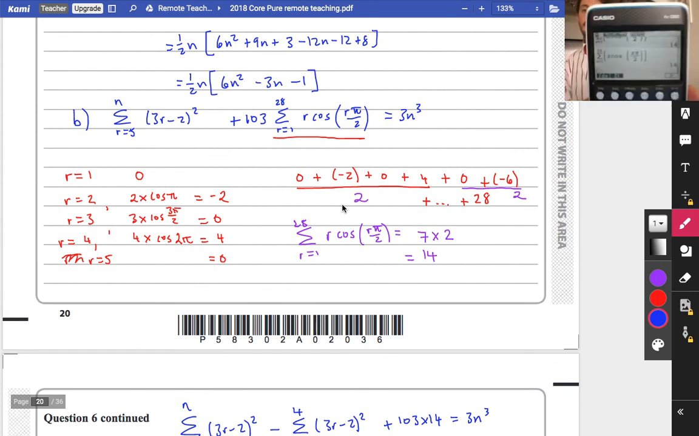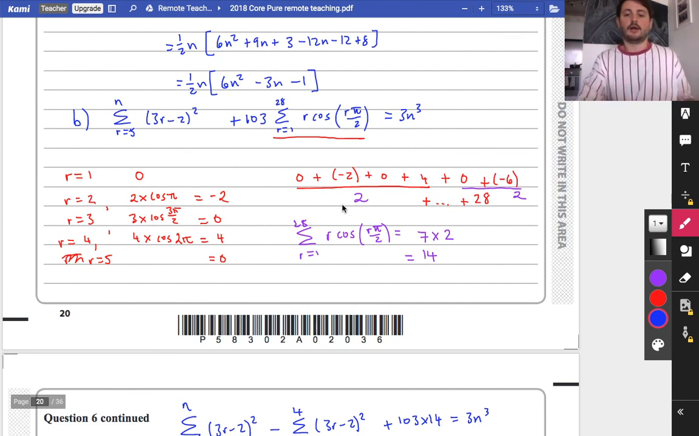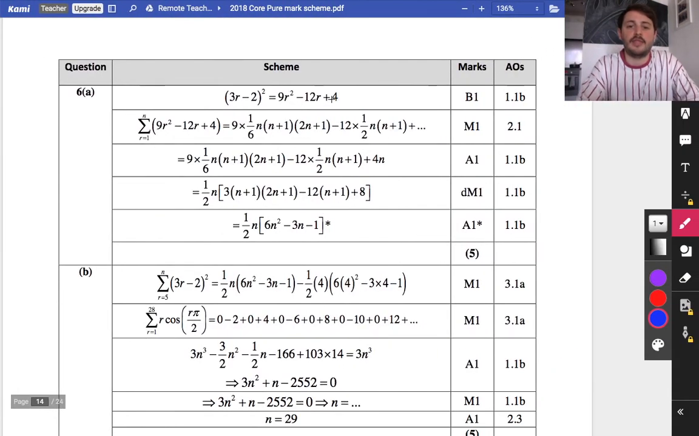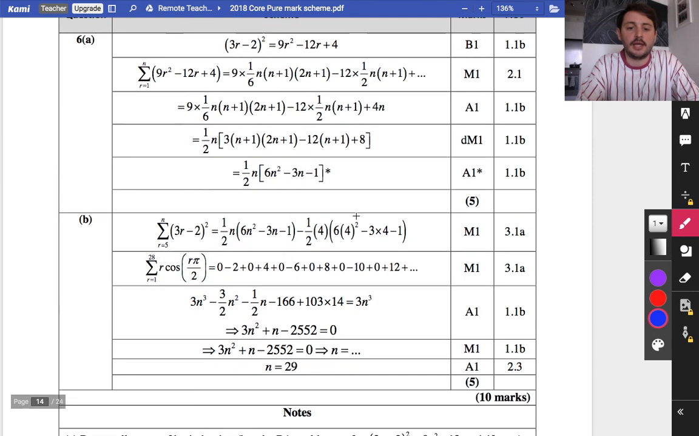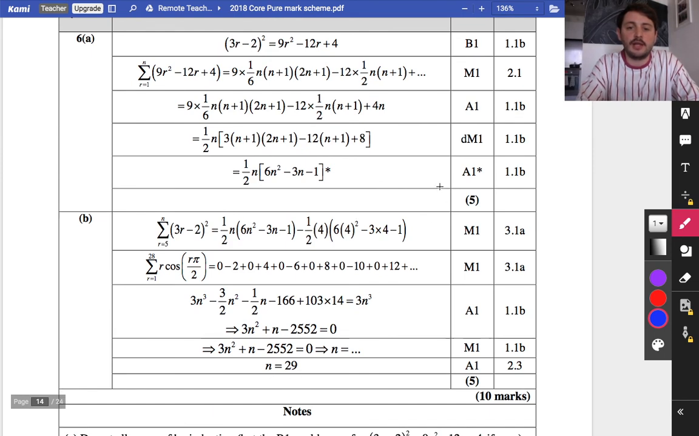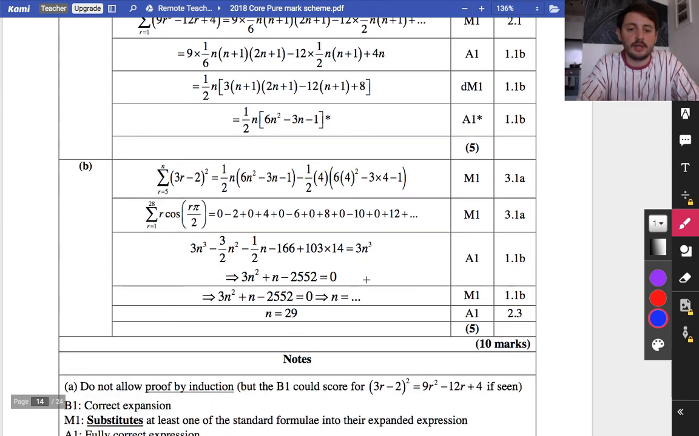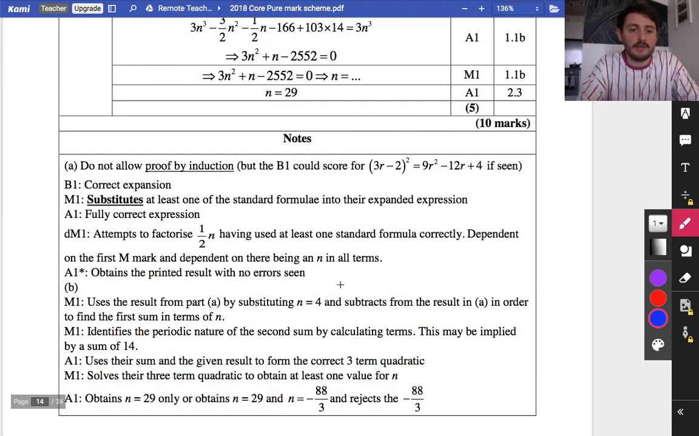I'm not sure if you can see this. Sorry if you can't. Okay, mark scheme. That bit we knew we got right because it came down to here, and n is 29. I'll leave it here if you want to read through how it's done, but you only get one method mark for doing this expansion bit. I wonder if you have to do that. Let's see.